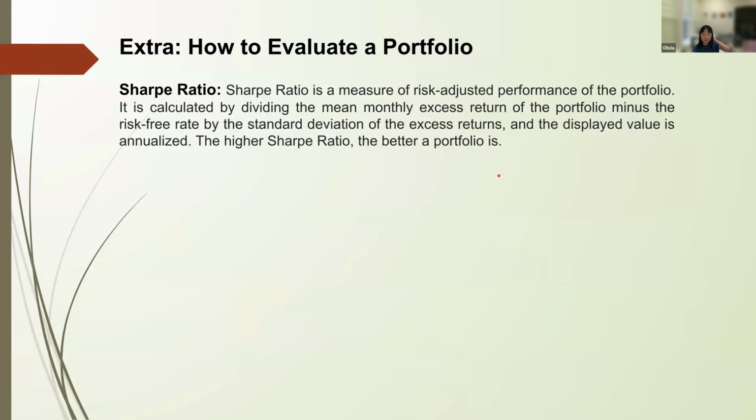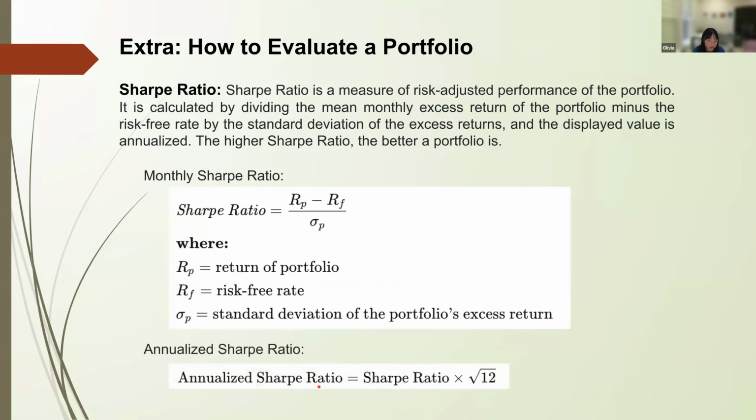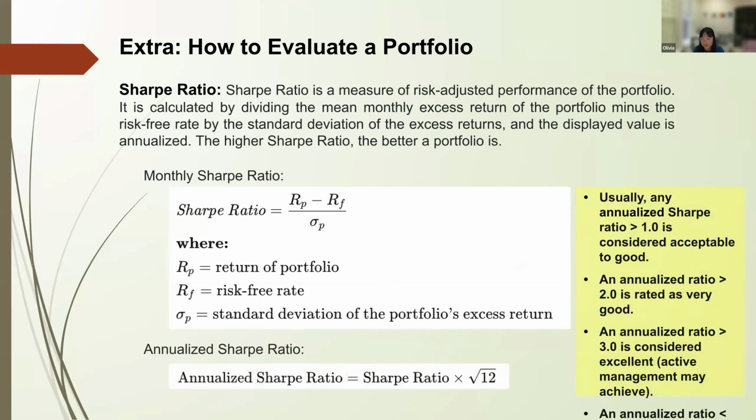There's also Sharpe ratio. Sharpe ratio is a measure of risk-adjusted performance of the portfolio. It is calculated by dividing the mean monthly excess return of the portfolio minus the risk-free rate by the standard deviation of the excess returns, and the displayed value is annualized. The higher the Sharpe ratio, the better our portfolio is. Here's the formula: the return of a portfolio minus the risk-free rate over the standard deviation of the portfolio's excess return. The annualized Sharpe ratio is calculated like this.